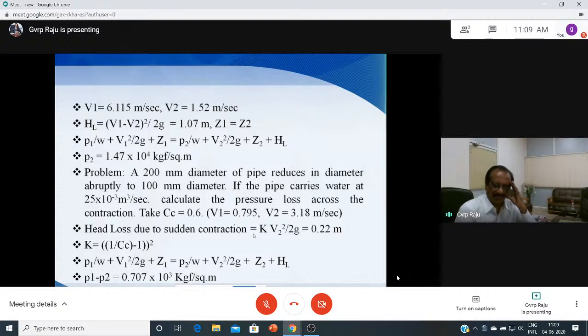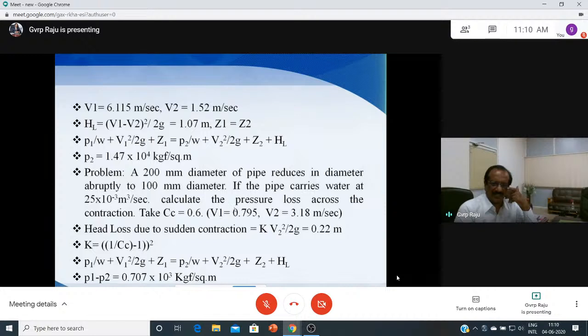Then head loss due to sudden contraction is K V2 square by 2g, which is equal to 0.22 meters here. Then what is the value of constant K, which is equal to 1 by Cc minus 1 whole square, where Cc is the coefficient of contraction. He has given, take Cc is equal to 0.6. So substitute the value 0.6 here, 1 by 0.6 minus 1 whole square. You can find out K here, and K into V2 square by 2g, where V2 is equal to 3.18.